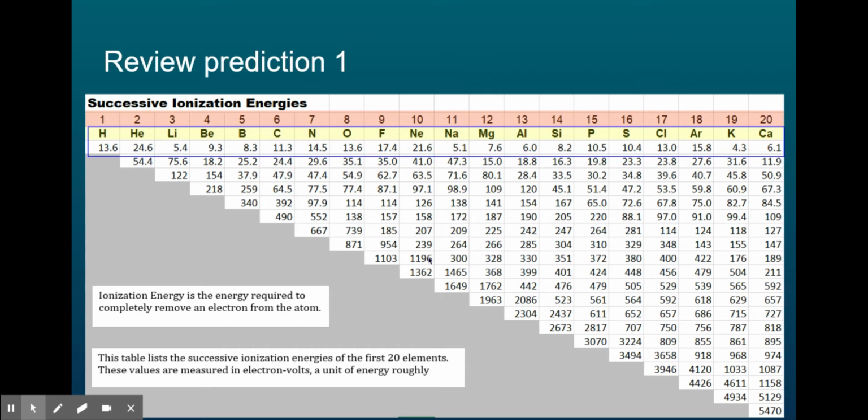So in science, we often make sense of numerical data by plotting it different ways. Let's make a graph of these energies to remove the first electron from all the different elements and see how it relates to our predictions. So here I'm selecting the element names and the first ionization energy, the energy to remove the first electron for each one.